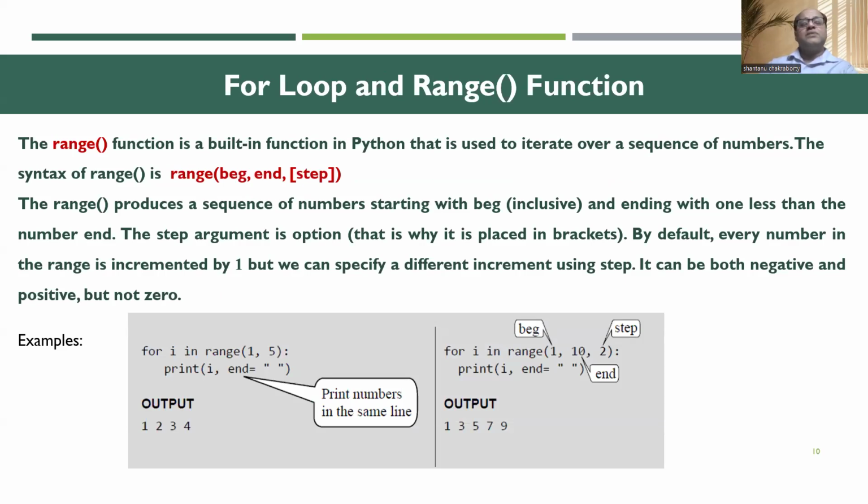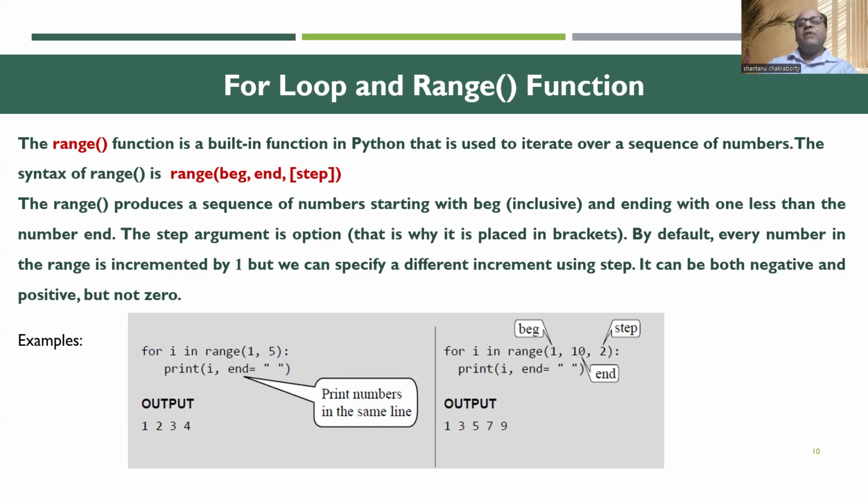So for loop starts, for example, for i in range(1, 5). So the iteration will start with 1 and it will go till 5. And then it will increment the value of i, that is the loop counter variable, by 1, and it will display the numbers from 1 to 4, because it displays the numbers from 1 to n minus 1. So if n is 5, then it will iterate from 1 to 4.